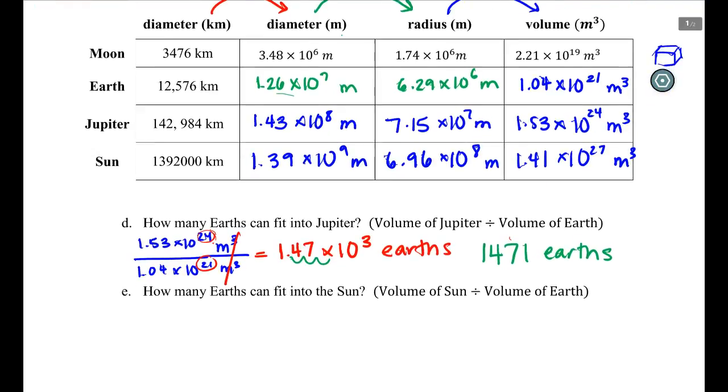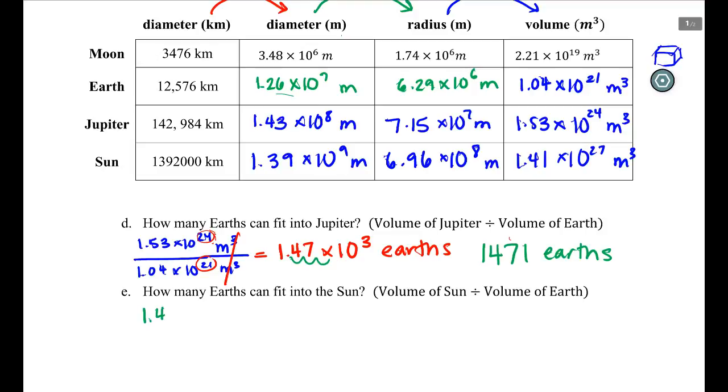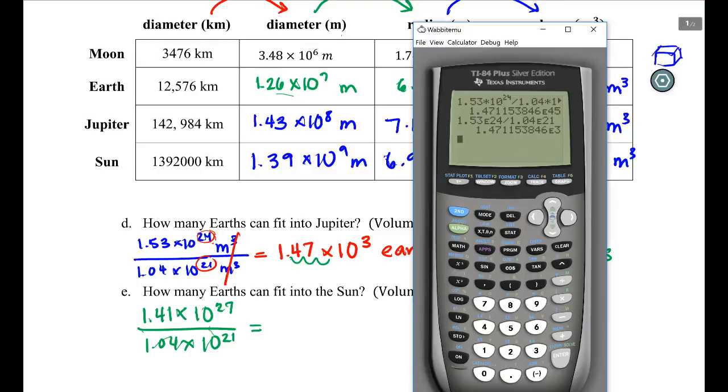And we're going to do the same thing with the sun. The sun is bigger than Jupiter, so we should be able to fit more earths inside of it. So same exact work, 1.4 times 10 to the 24th, all over 1.04 times 10 to the 21st. Whoa, this is 10 to the 27th. And again, we can immediately see that this should be on the order of 10 to the 6th. So if we get something other than that, we feel like we might have made a mistake.